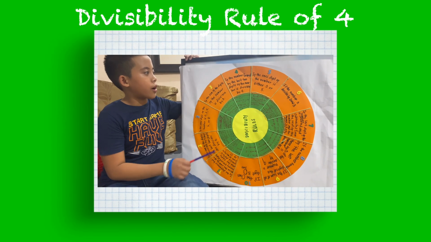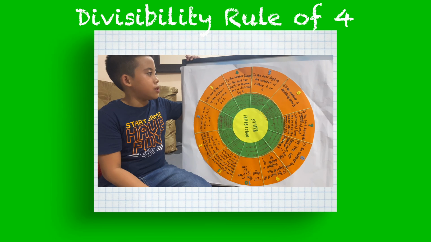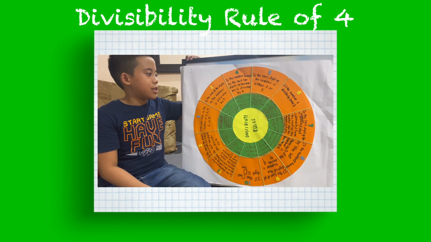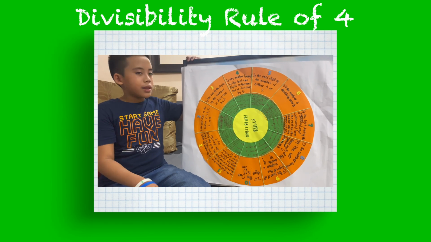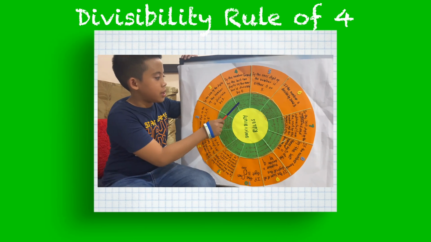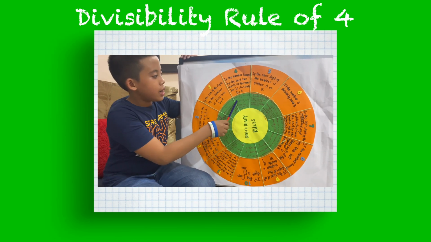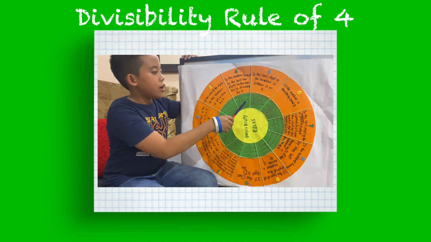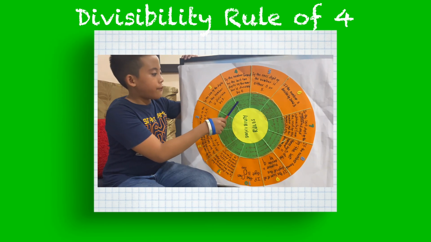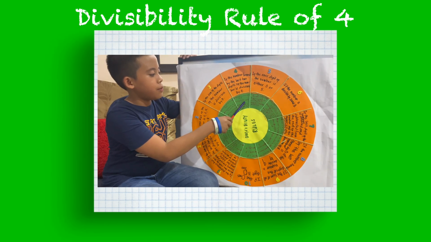Divisibility rule number 4. If the number formed by the last two digits of the number is divisible by 4, then the number is divisible by 4. Example, 416. The last two digits are 16 and 16 is divisible by 4. Therefore, 416 is divisible by 4. The next example is 524. The last two digits of 524 are 24. 24 is divisible by 4. Therefore, 524 is divisible by 4.